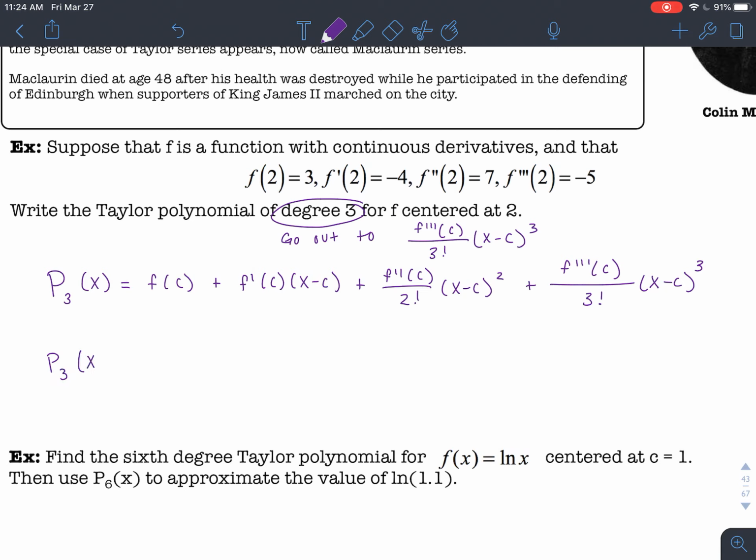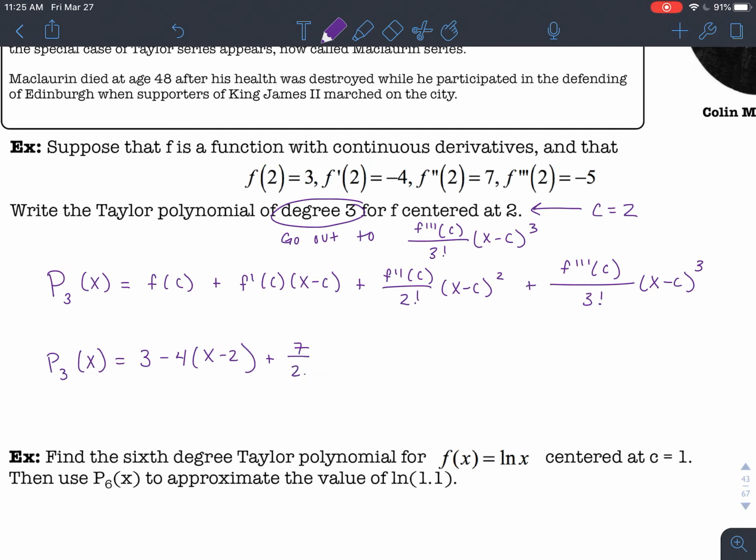So we don't actually have to do much math here because they gave us all this information. So our third degree Taylor polynomial for this particular function is going to be f of c, and our c value is going to be 2. I'm going to back that up there. I don't want to label it as x equaling 2. I want that to be c equaling 2. Okay, so f of 2 we were told was 3. And then our first derivative is going to be negative 4.